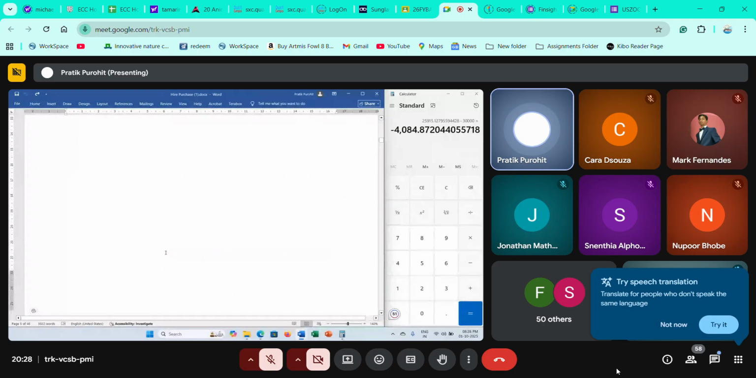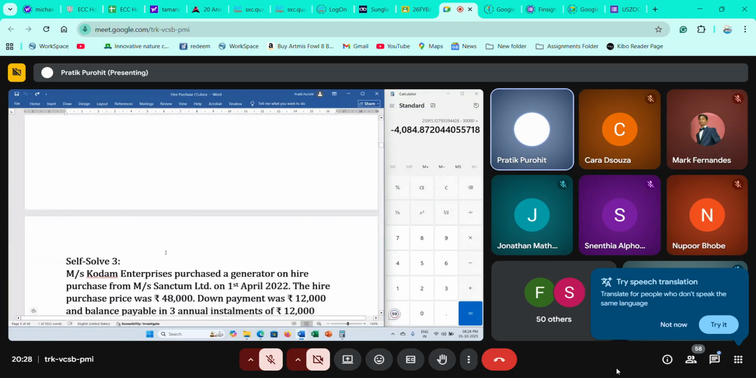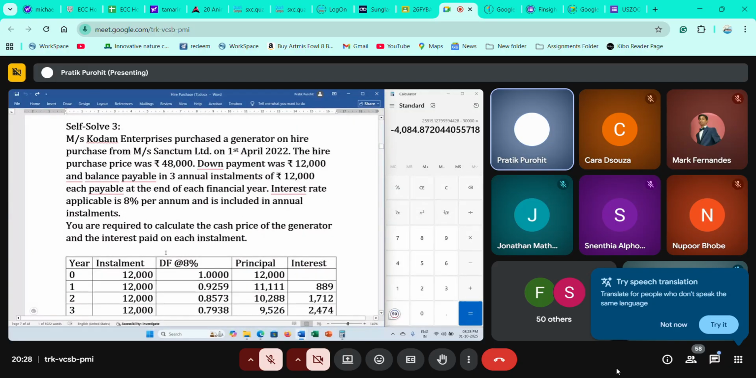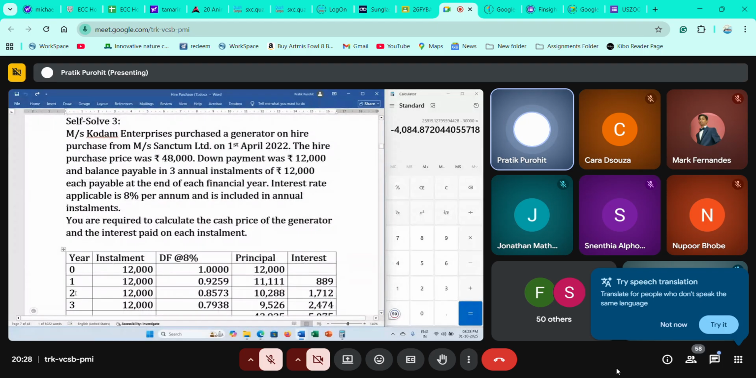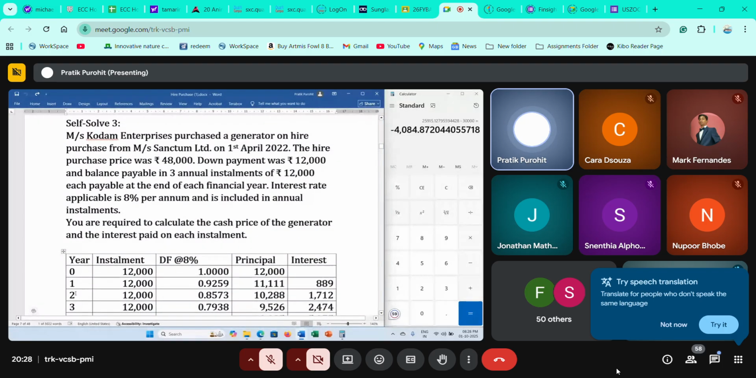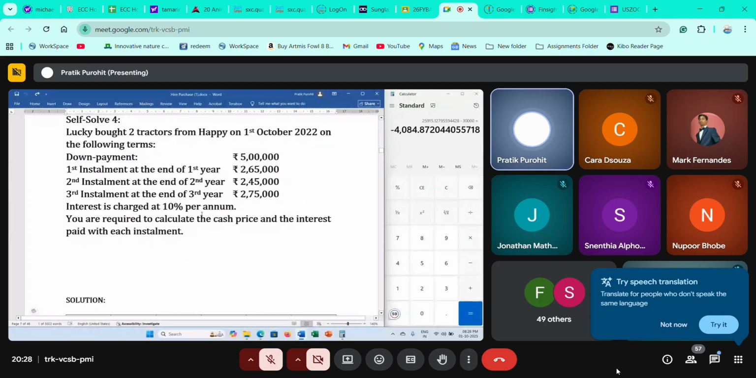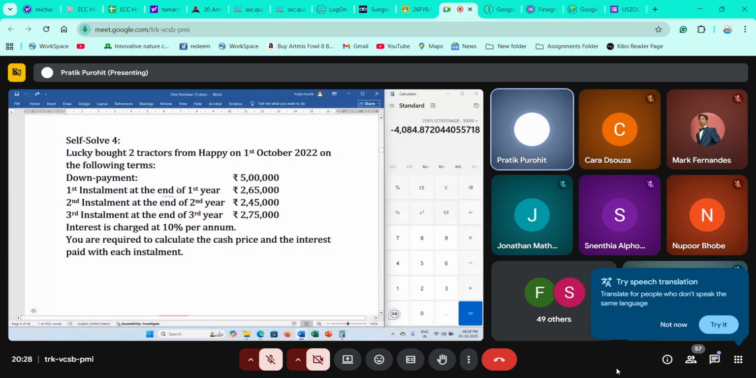So on similar lines, we solve for this also. Now in this case, what is happening? Again, installment is the same, so again you can use that total method. Let's go with the problem which has unequal installments like this, right? In this, Lucky bought 2 tractors from Happy on 1st of October on the following terms. Down payment is 5 lakhs and these are the installments that you pay.